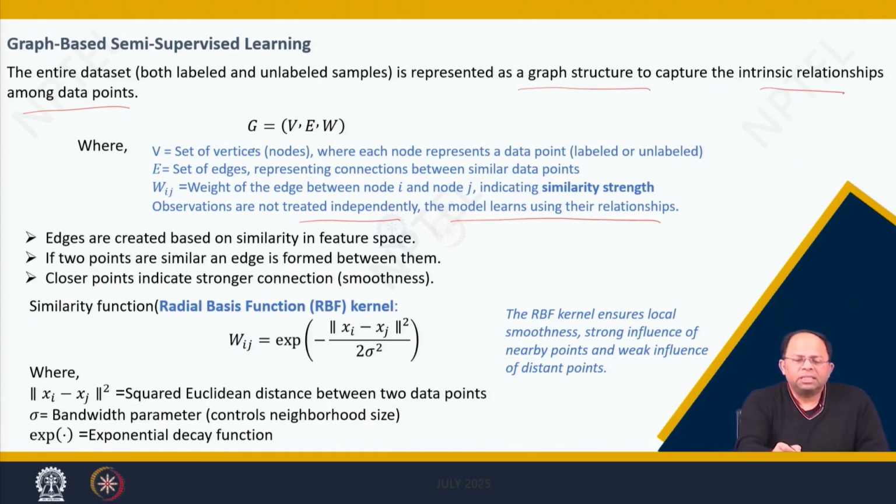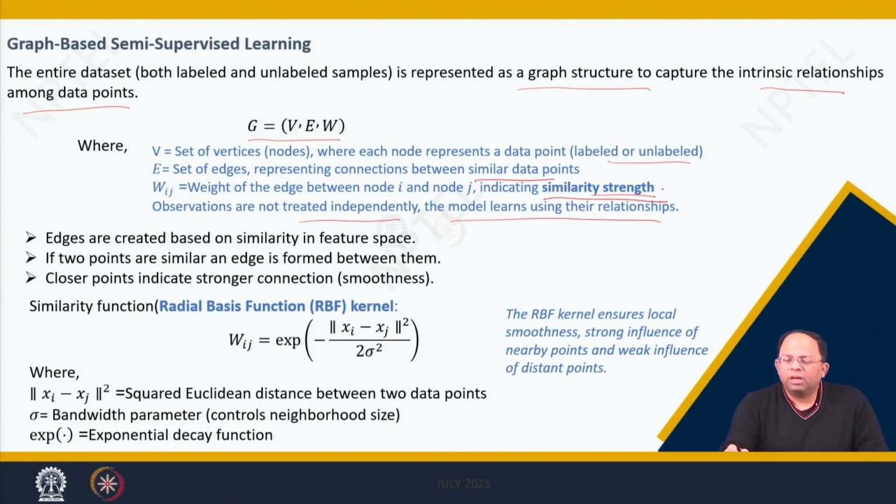This is represented like this: G equals (V, E, W), where V is the set of vertices or nodes, where each node represents a data point. It could be either labeled or unlabeled. Then E is a set of edges representing connections between similar data points, right? Then Wij is the weight of the edge between node i and node j, indicating similarity strength.